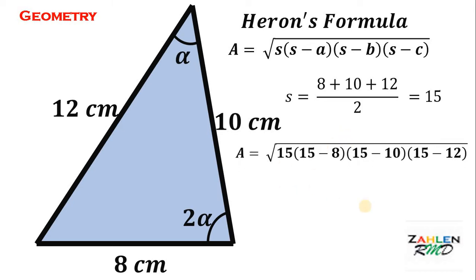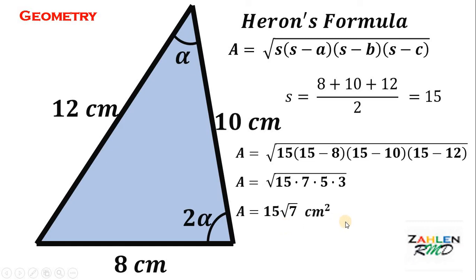This is equal to the square root of 15 multiplied by 15 minus 8 multiplied by 15 minus 10 multiplied by 15 minus 12. Simplify and we get 15 times 7 times 5 times 3. Now take note that 5 times 3 is just 15. So 15 times 15 is 15 squared. Therefore, we can pull out 15 outside of the radical sign. It follows that the area of this triangle must be equal to 15 multiplied by the square root of 7. And don't forget the unit. We have centimeter squared. And we're done.